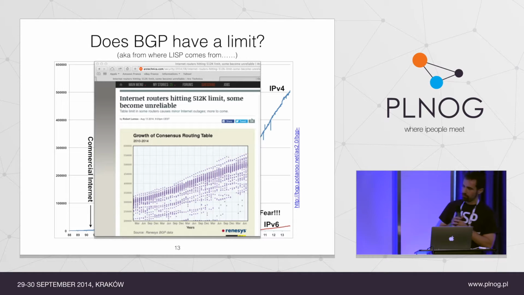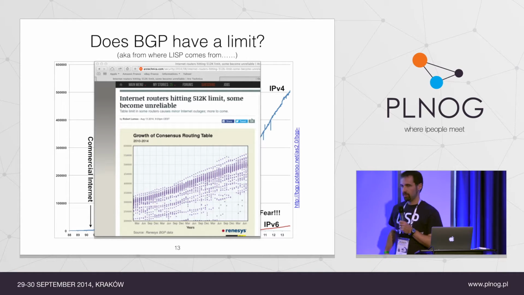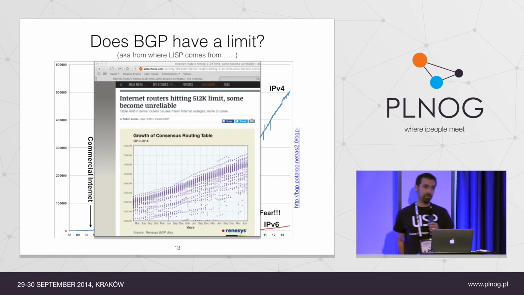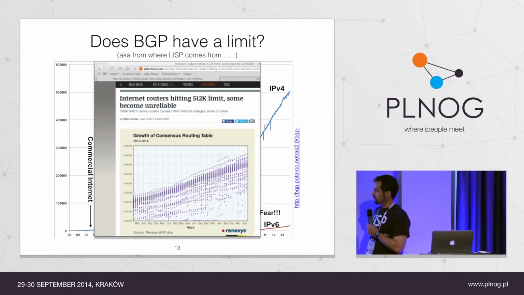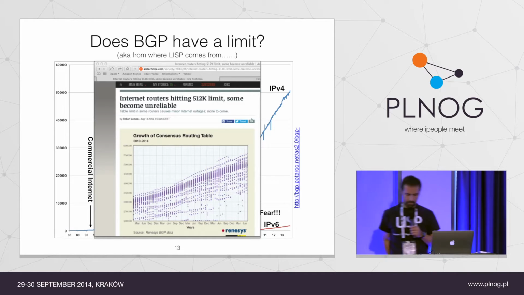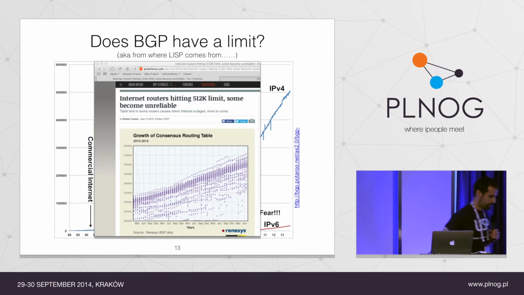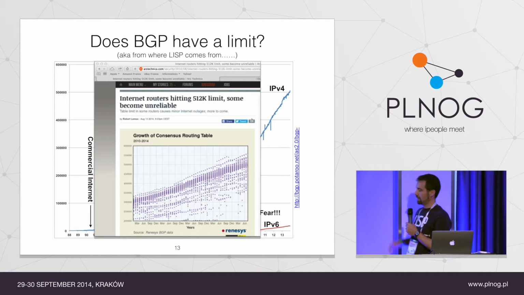So this is the evolution of the number of prefixes that you find in the BGP routing table. It should be no surprise for you. I'm sure most of you have already seen this. And for IPv4, this year, exactly the 13th of August, we went over 512K, meaning thousands of prefixes that we have in the routing table.